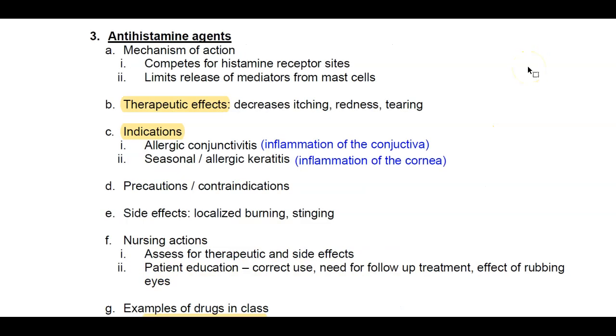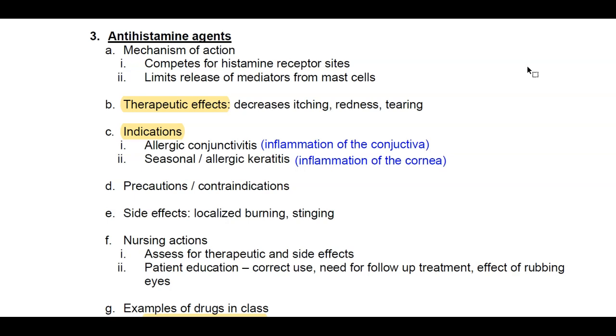As mentioned earlier, there are instances that we have to give antihistamines. So the mechanism of action of antihistamine is by competing for histamine receptor sites, therefore limiting the release of mediators from the mast cells and decreasing that inflammatory or allergic response. The therapeutic effect would be decreasing in those signs and symptoms, right? So that would be decrease in itching, redness, tearing, maybe decrease in swelling.